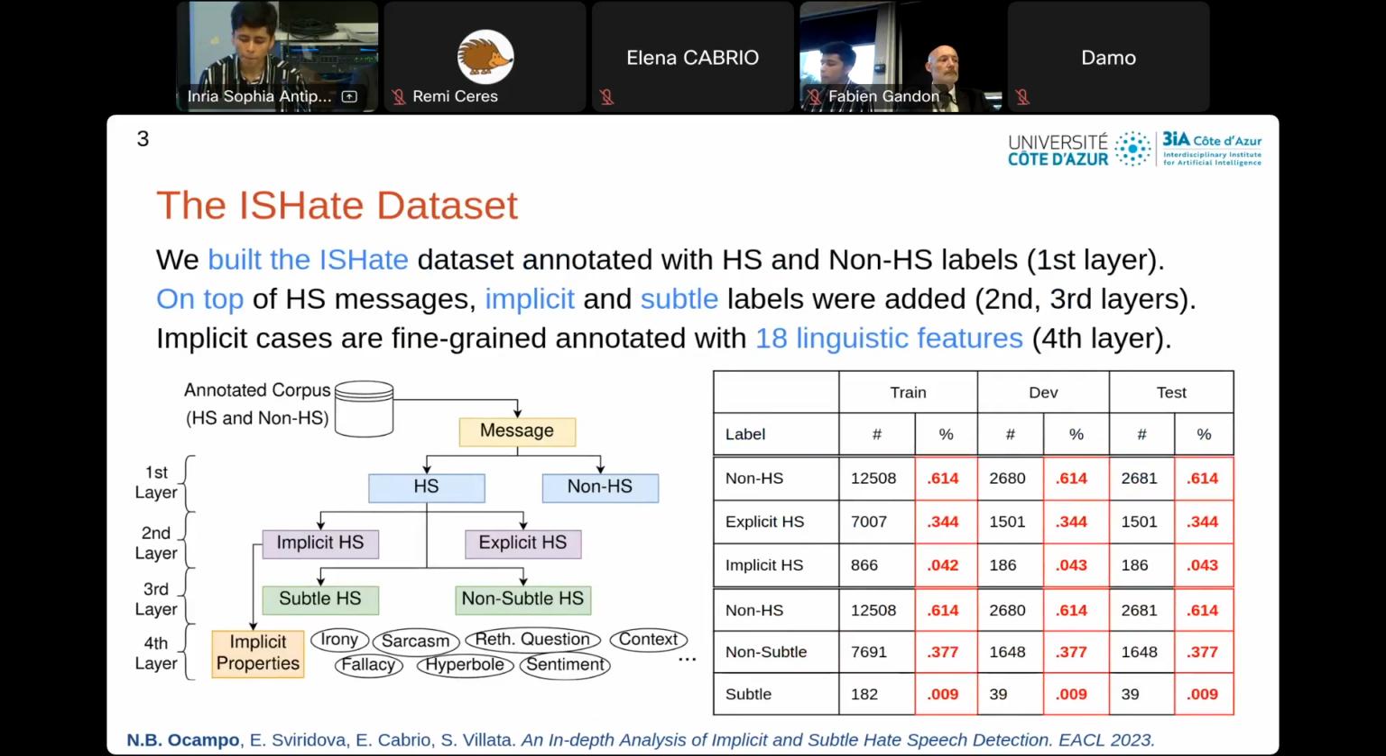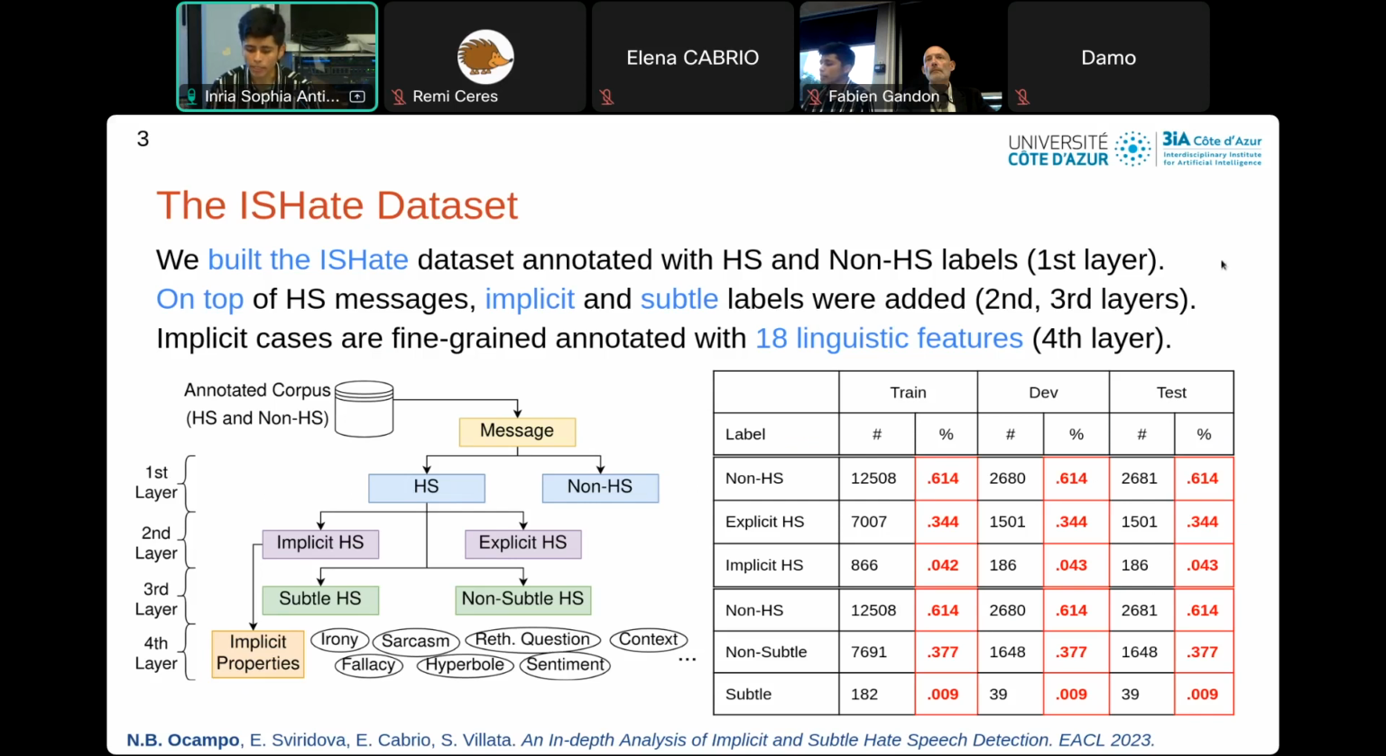So to start, we built a data set because at the moment that we carried out this project, there were no data sets available on implicit and subtle hate speech. Normally they were focused on explicit data that is created with keywords or special tokens. So we built this data set that consisted of 4 layers. The first layer is hate speech and non-hate speech. Then for those messages which were hate speech, you add the implicit layer. Also, you add a third layer with subtle and non-subtle. And for those which are implicit, you add the justification, which was the property that was used to code them.